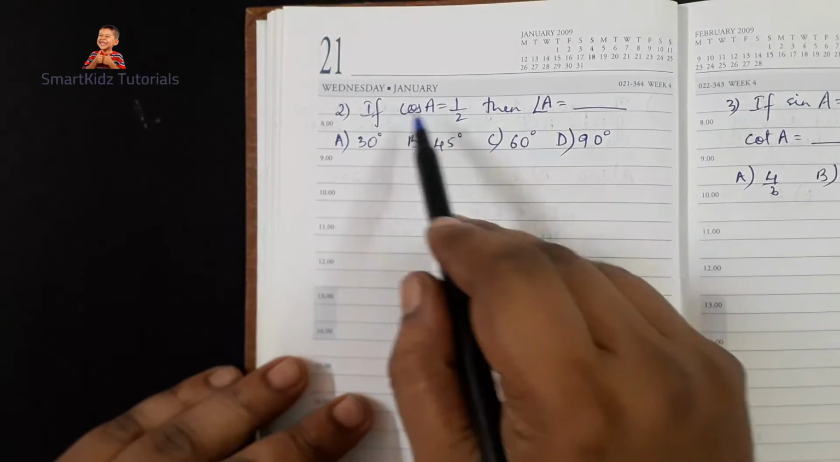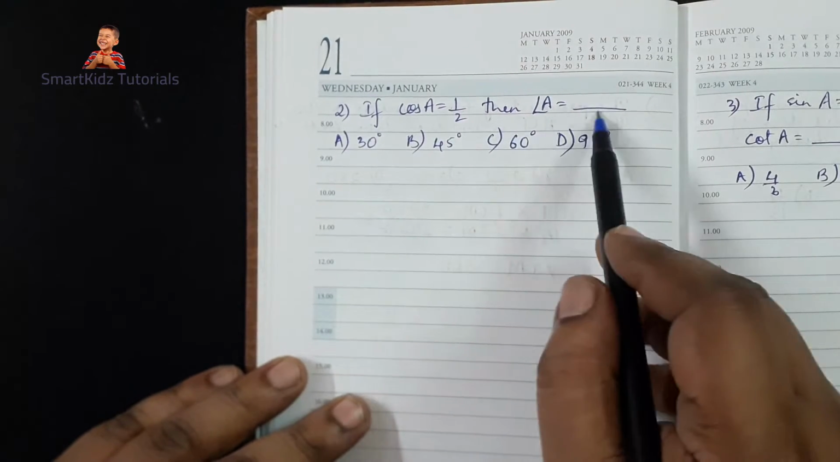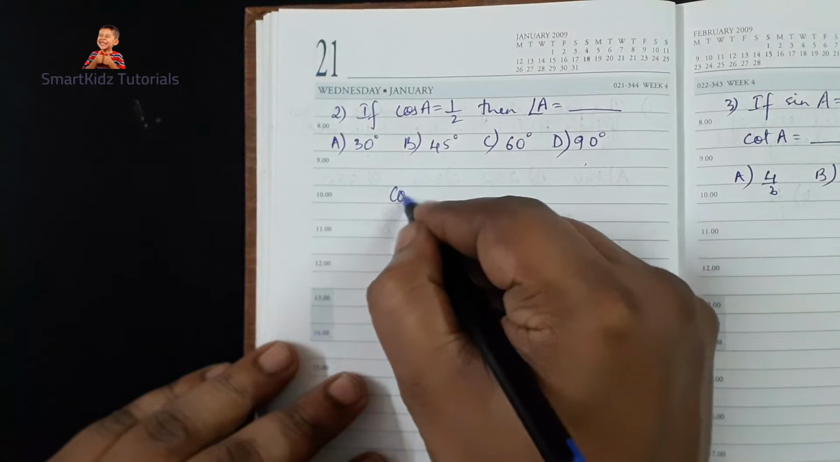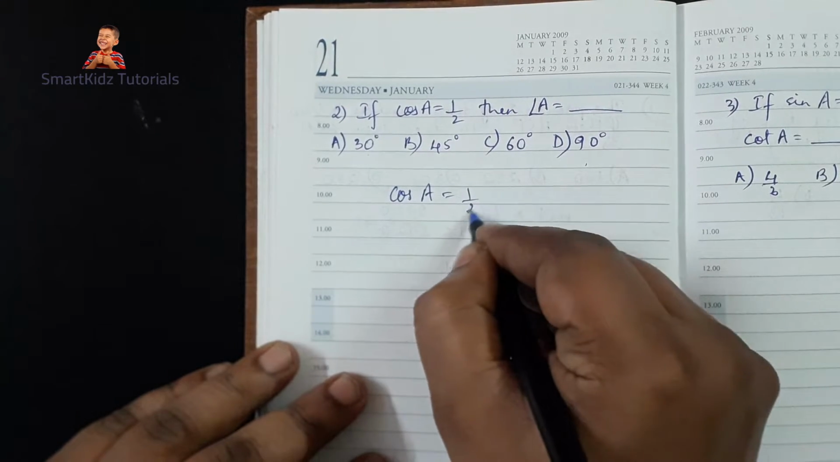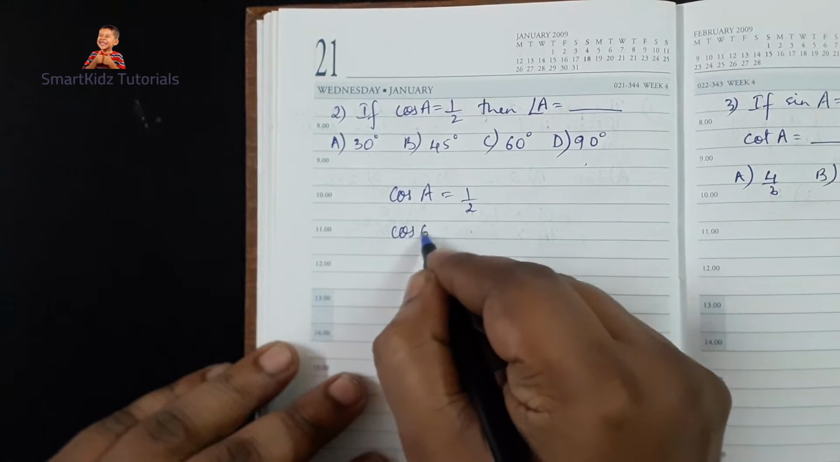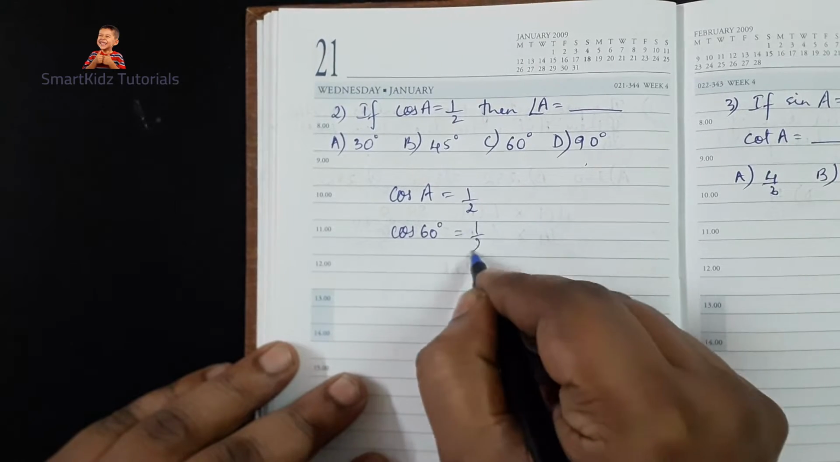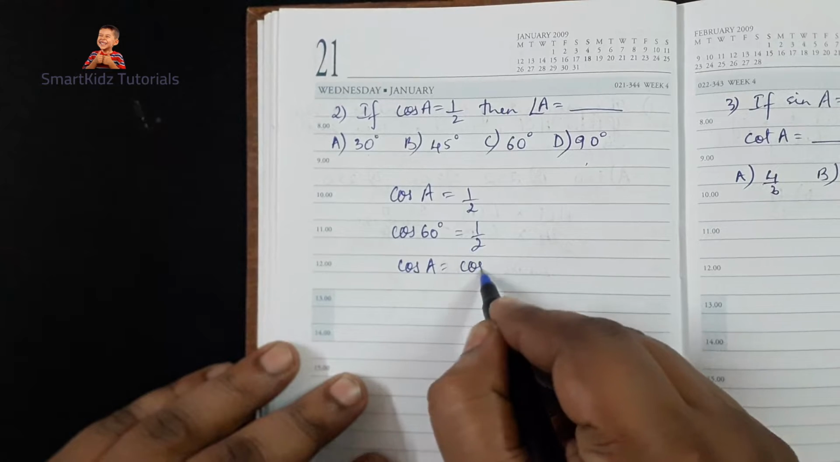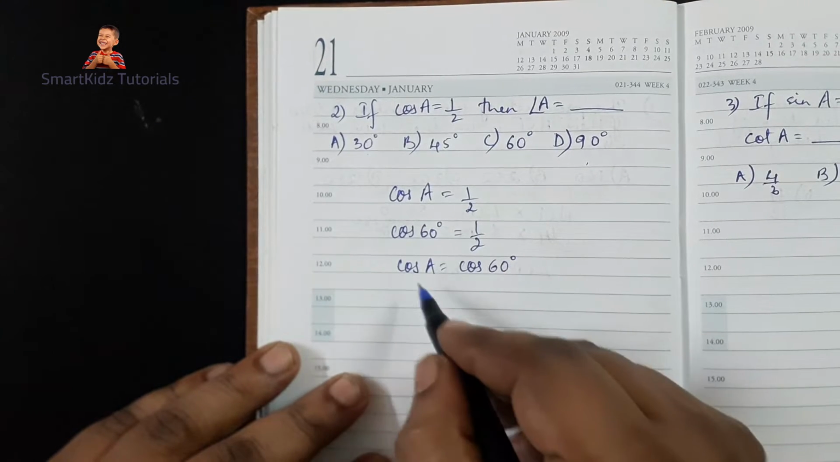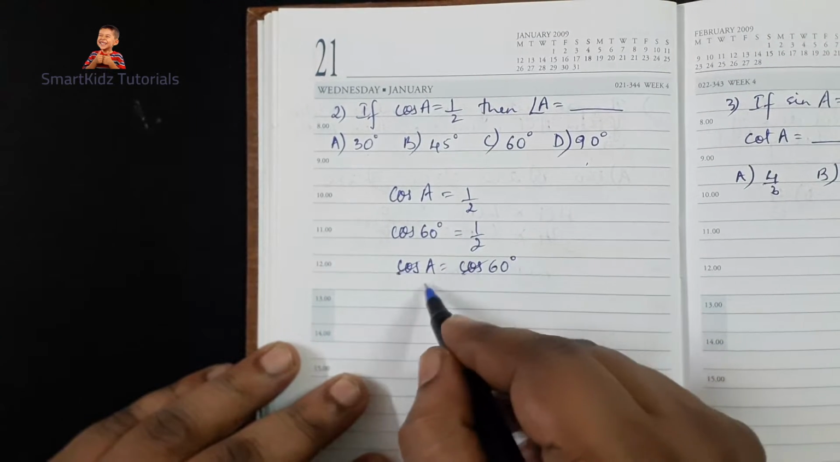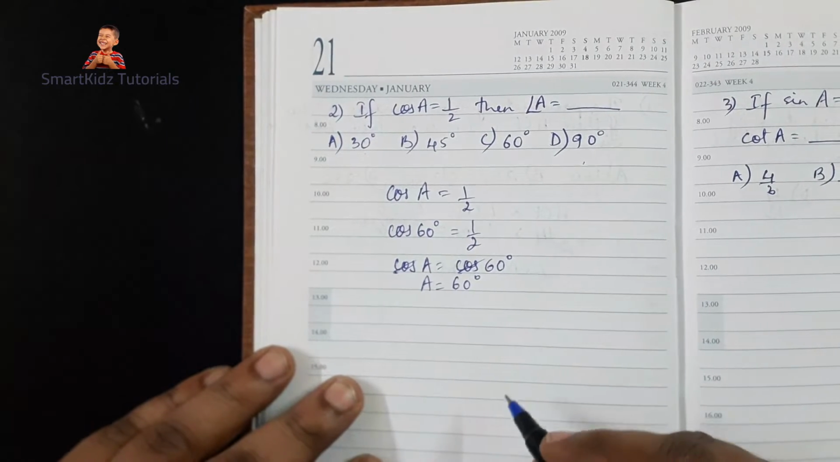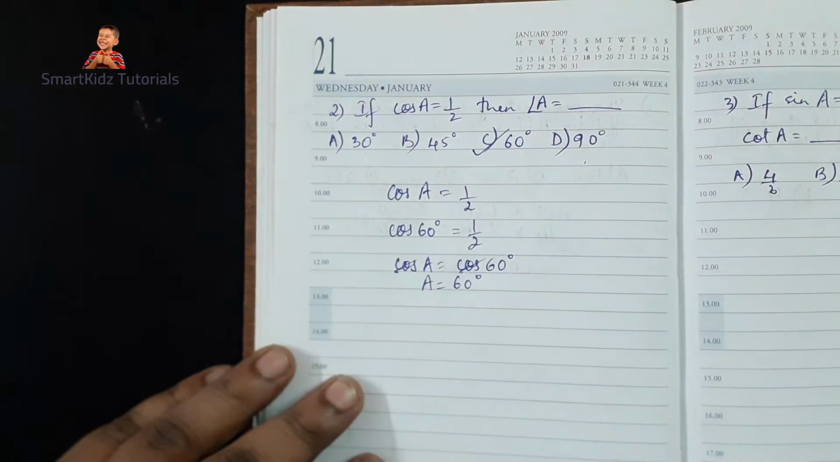Question 2. If cos A equal to half, then angle A equal to, the choices given are here. So cos A is equal to half. But we also know that cos of 60 degrees is also half. So cos of A is equal to cos of 60 degrees. In other words, if we cancel this, we get A equal to 60 degrees. Our correct choice is C, 60 degrees.